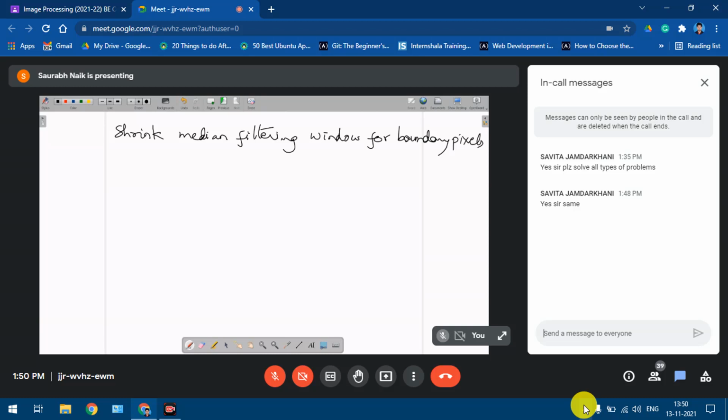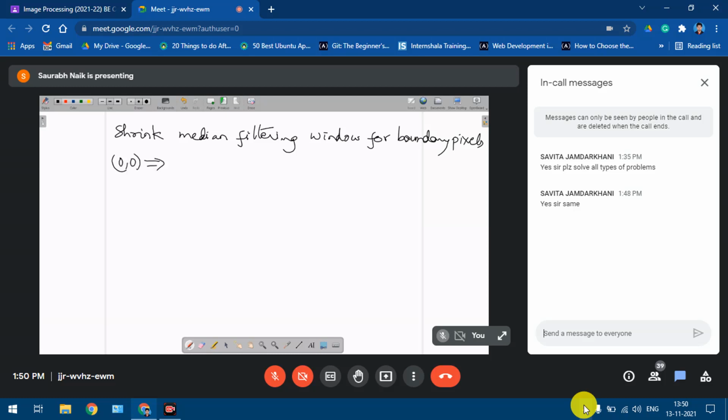Now you can use the other methods, that is copying the boundary pixel values in order to fill the window, or filling the window with zeros. You cannot, however, use ignoring the boundary pixel. Okay. Now, in the first case, you basically have the values at 0, 0.